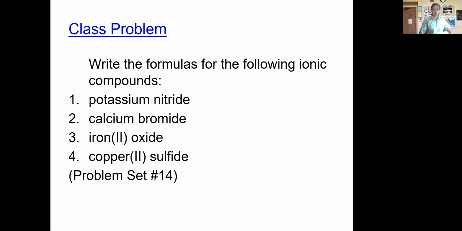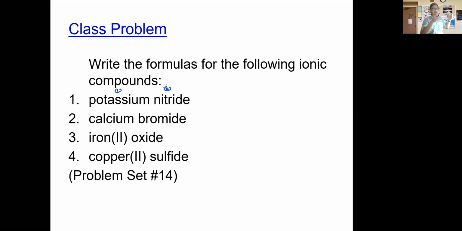Let's take a look at number 1. Let's work that out together. First question: is it a binary compound? Yes, it is. It's a binary compound because it is made up of 2 elements. Okay. Potassium is the first element, and nitride or nitrogen is the second element. So it is a binary compound. Okay, let's get that out of the way.